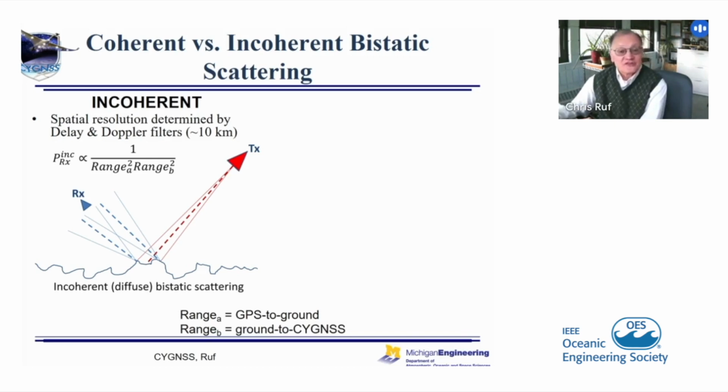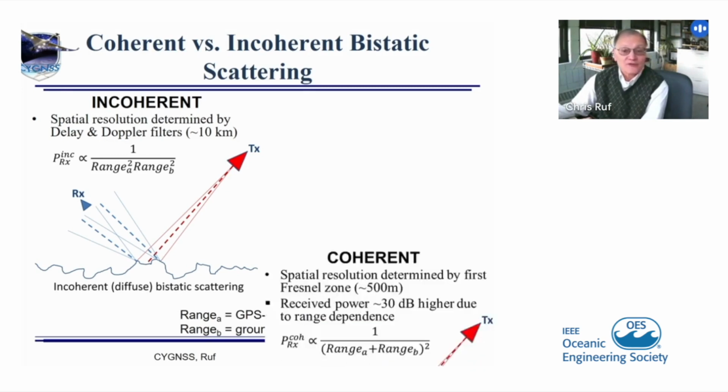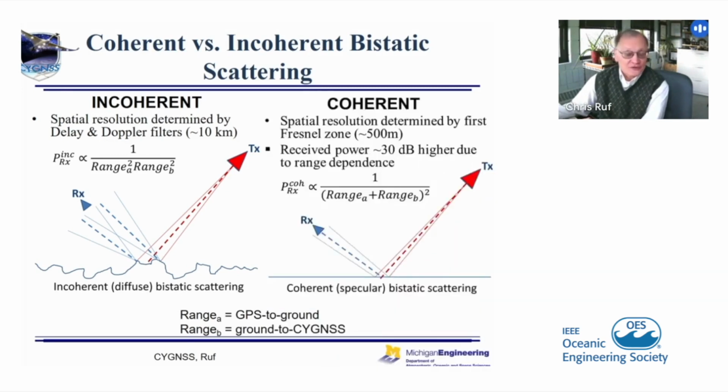So that's the standard way that the signal behaves over the ocean or over any rough surface. But over a very smooth surface like inland water, which tends to be much, much smoother than the ocean, and in particular smoother than the wavelength of the GPS signals, the surface acts like a mirror, and you get this range dependence that's now dependent on 1 over the square of the sum of the ranges, because there's no breakup of the phase coherence of the scattering in different places.